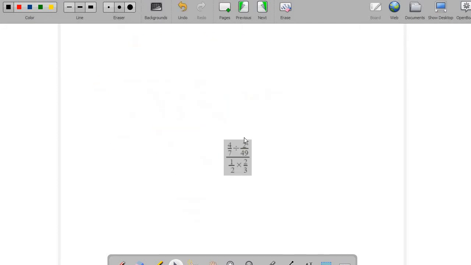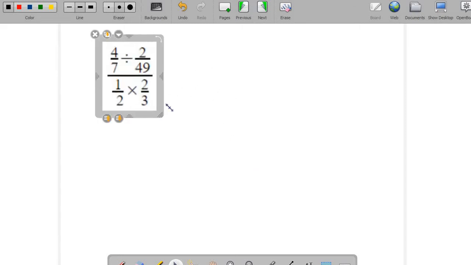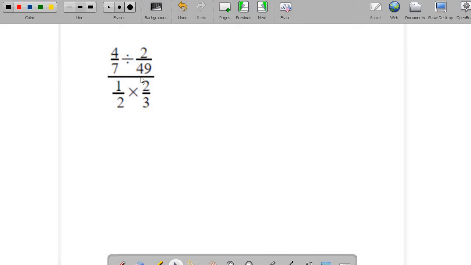Okay, so we have again more than one operation in the same expression. Now the best thing to do is to work out the operation in the numerator and work out the operation in the denominator separately. Okay, so let us work out 4/7 divided by 2/49.